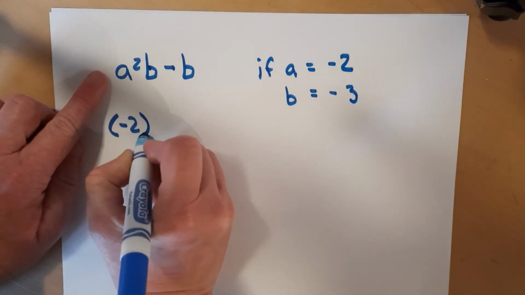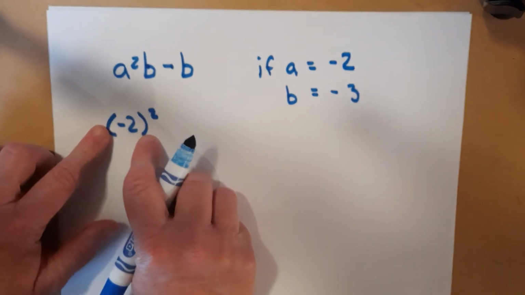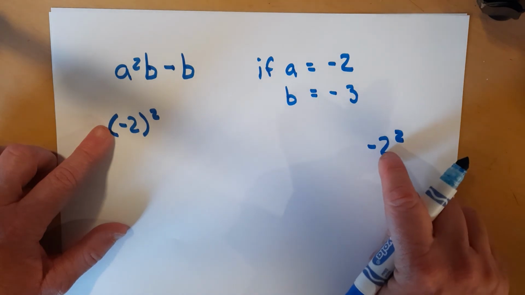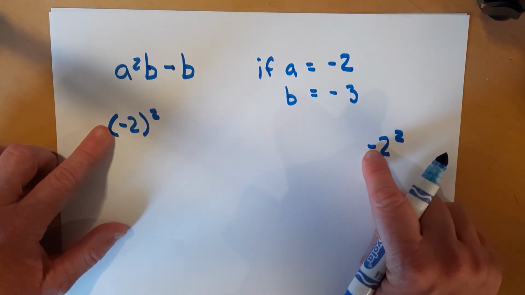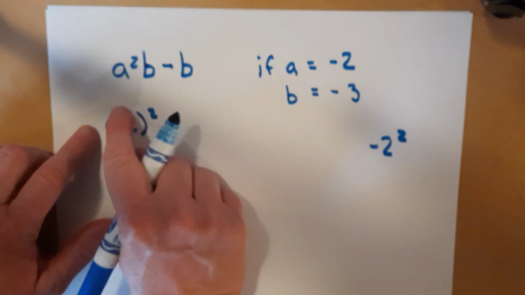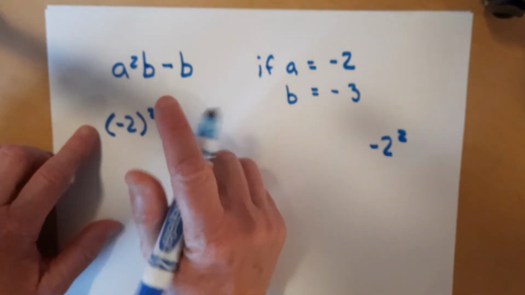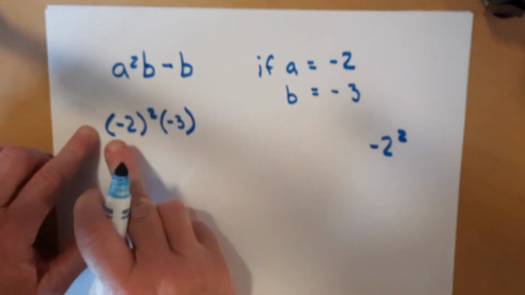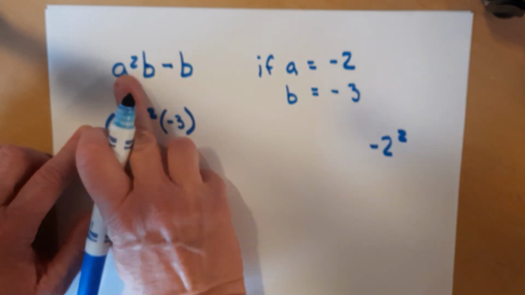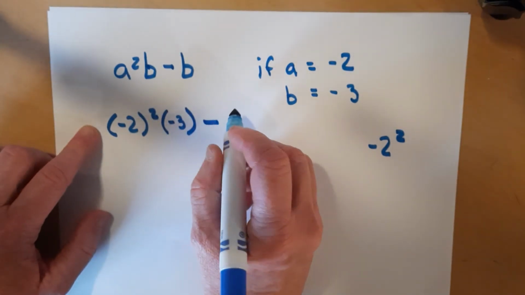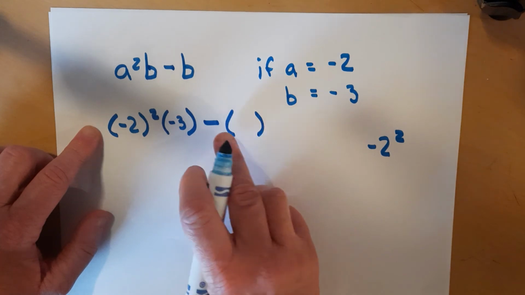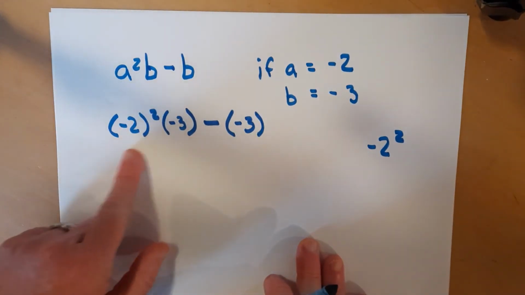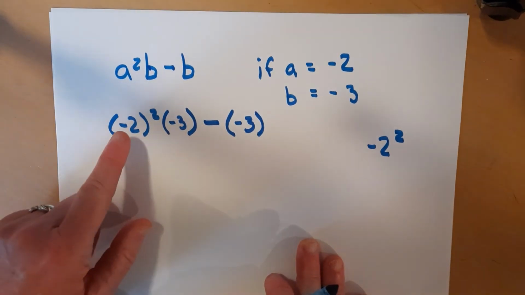So it's (-2) squared. Those parentheses are very important because if you just wrote -2 squared, that's a different answer. That becomes 2 squared, which is 4, with a negative sign in front of it, and that's not what we want. We want to keep all of A in parentheses. Now we have a B. We're going to put that in parentheses as well. That's a -3. So these two are being multiplied by each other, A squared times B. We're going to subtract a B. We'll put it in parentheses so it stays together. B is -3. So now we have our problem in a form that we can go ahead and solve very carefully.